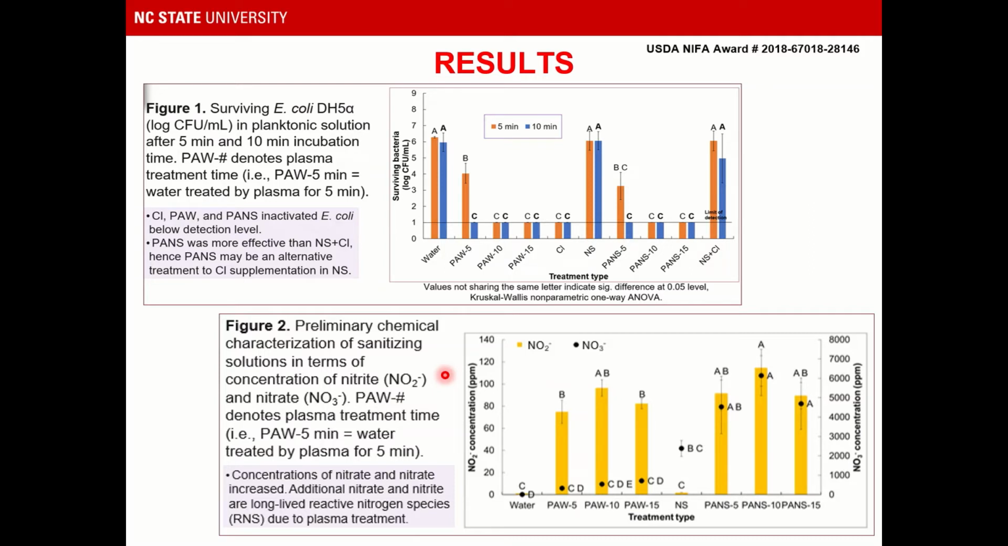In terms of reactive nitrogen species, we measured NO2 and NO3. When we compare the starting point, water, and the plasma treated liquids, we can see that there was an increase in NO2 and an increase in NO3. Same when looking at NS and PANS. An interesting result occurs after plasma treatments of 10 minutes, where it seems that there is a decrease in NO2 and NO3. We hypothesize that NO2 and NO3 are participating in further chemical reactions to produce peroxynitrite, which is another antimicrobial compound.